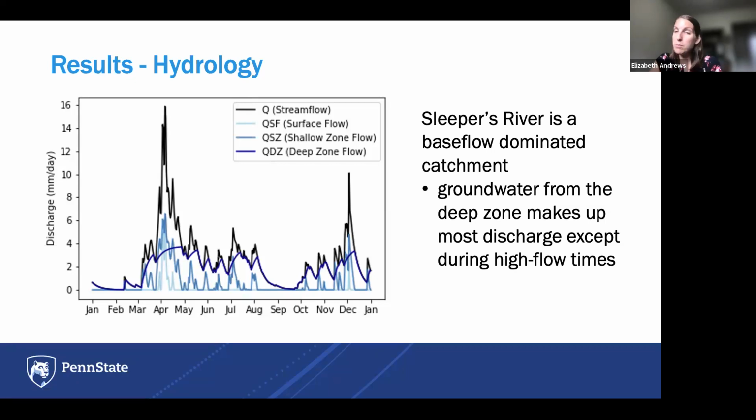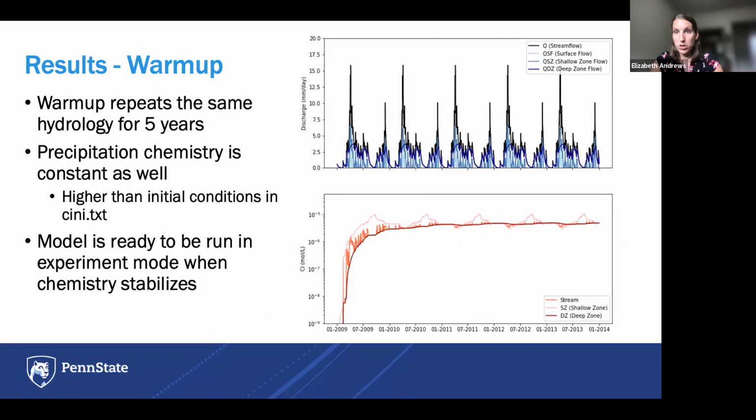That means that groundwater from the deep zone makes up most of the discharge, except during these high flow times where we have more contribution from the surface and the shallow zone. So this is just a brief understanding of the hydrology. Now let's look at the warm-up period results.